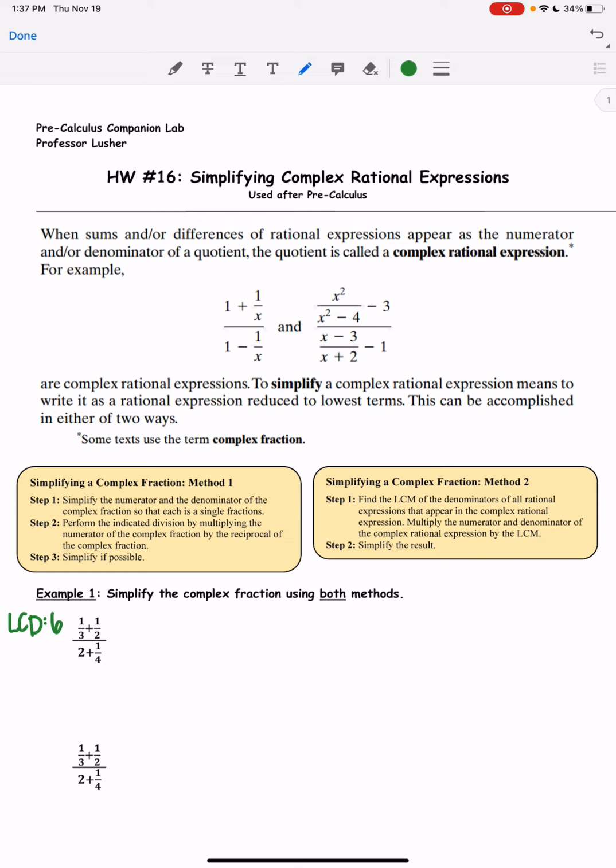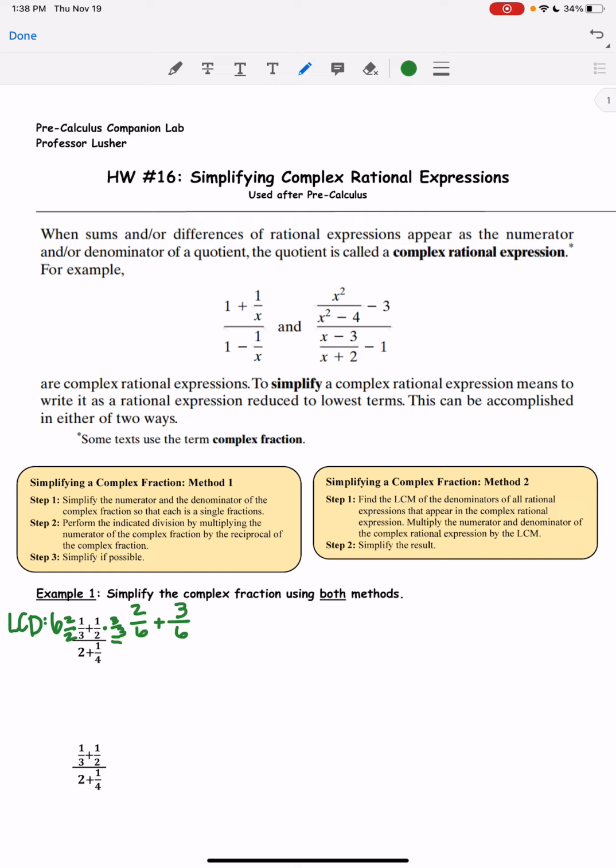So once I figure out my LCD is 6, that means I need to write both of these fractions over 6. So to get that 3 to a 6, we're going to multiply by 2. So 2 times 1 is 2. And to get that 2 into a 6, we multiply by 3. So 1 times 3 is 3. And so notice here, if you reduce these numbers, 2/6 reduces to 1/3. 3/6 reduces to a half. So I'm just writing these in equivalent fractions.